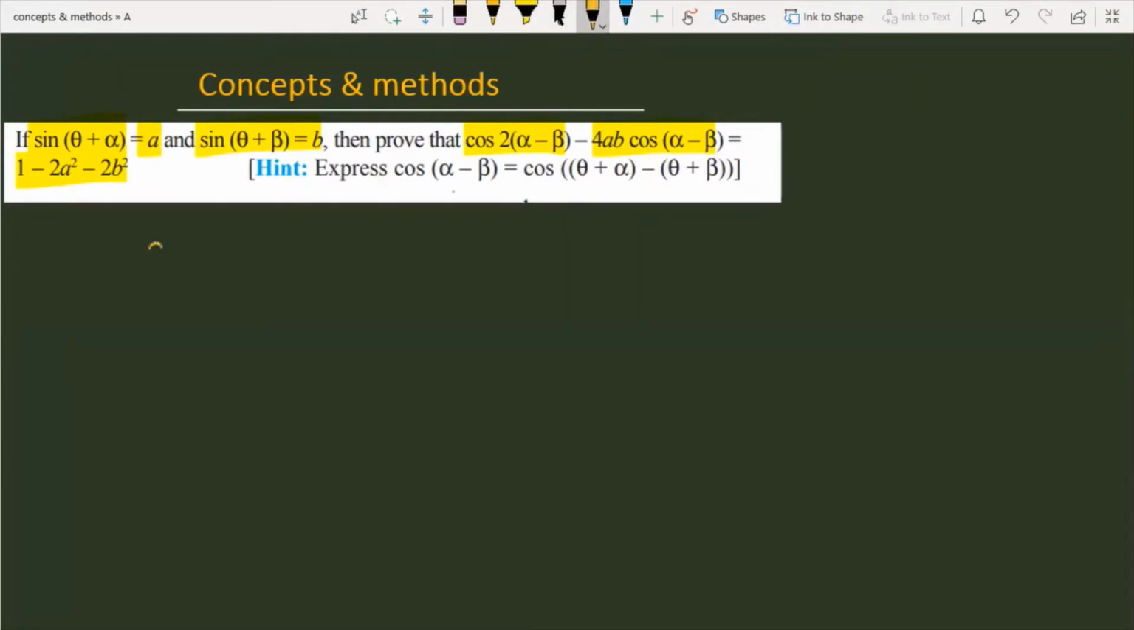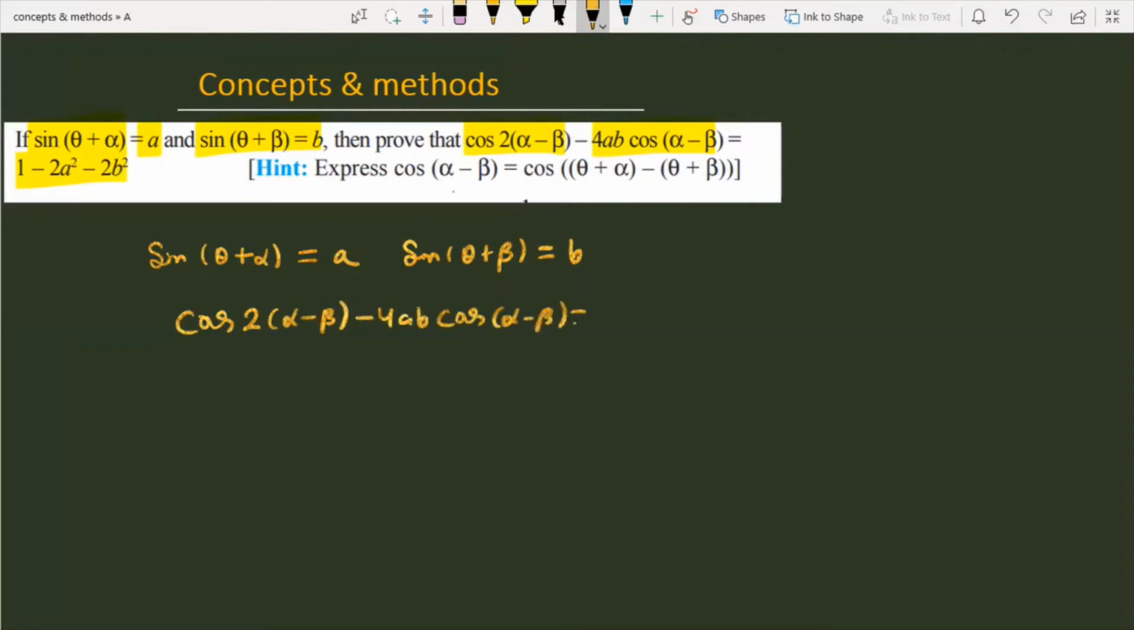It is provided that sin(θ + α) = A and sin(θ + β) = B, and we need the value of cos 2(α − β) − 4AB cos(α − β). So, just start from cos(α − β).